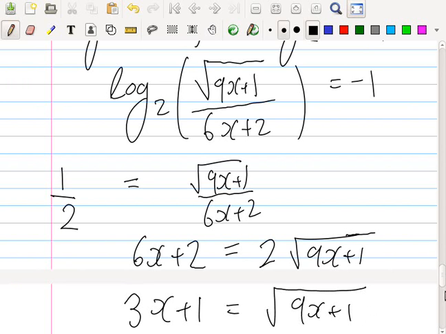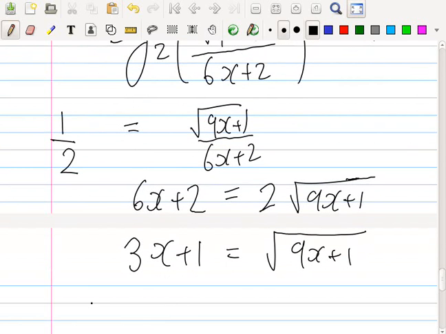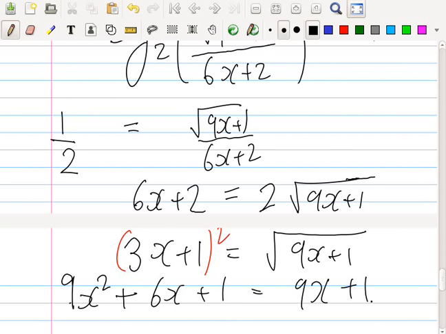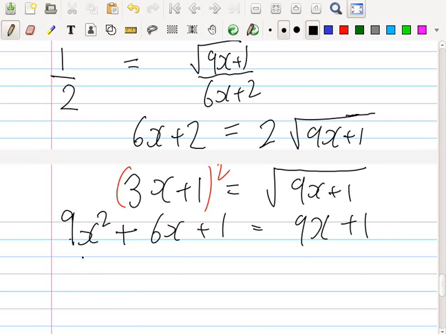Now, how can I get rid of the square root? Square both sides. So if I square this, what do I get? 9x squared plus 6x plus 1 equals 9x plus 1. Now it's easy peasy stuff.